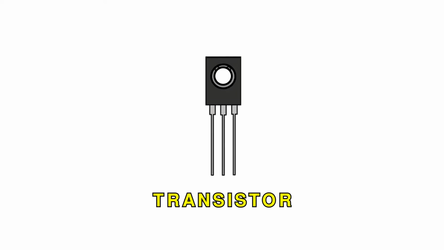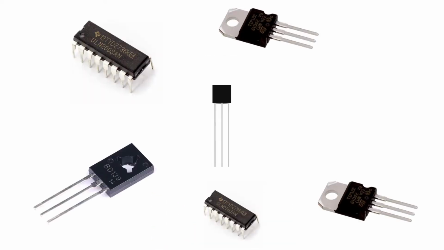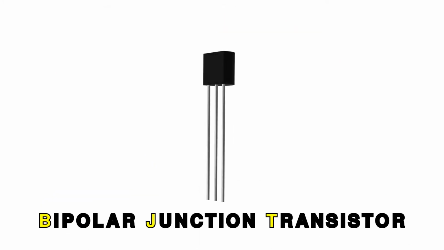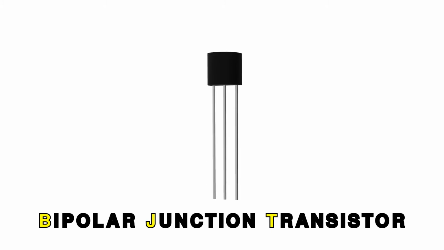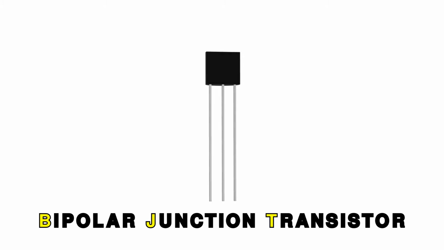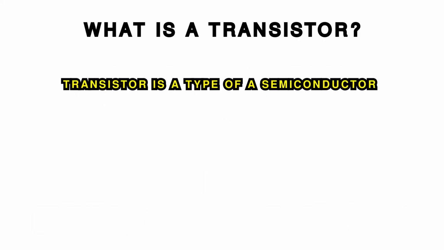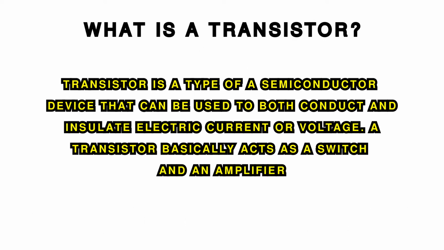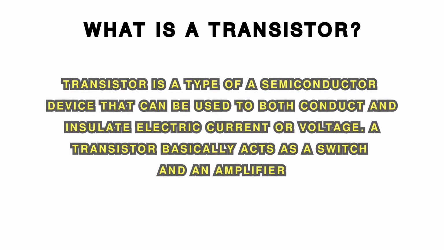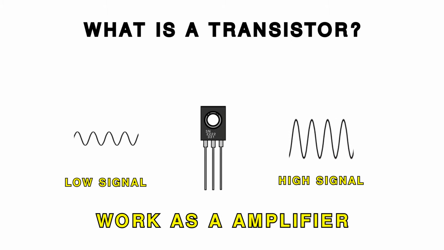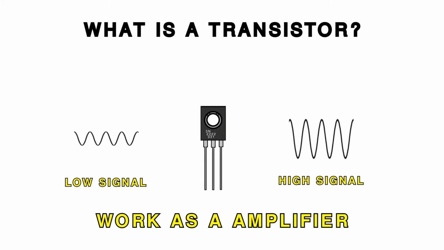This is a transistor. A transistor comes in many variants. But in this video we are going to discuss BJT, bipolar junction transistors. So what is a transistor? A transistor is a type of semiconductor device that can be used to both conduct and insulate electric current or voltage. A transistor basically acts as a switch. Or a transistor can also act as an amplifier.